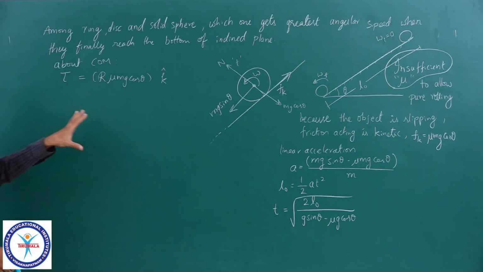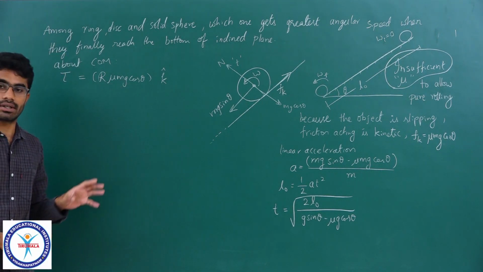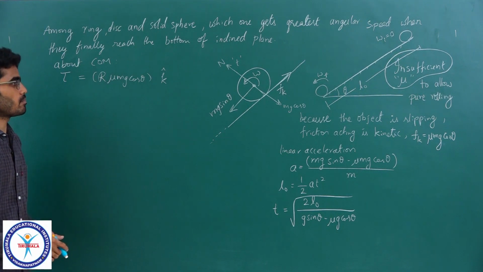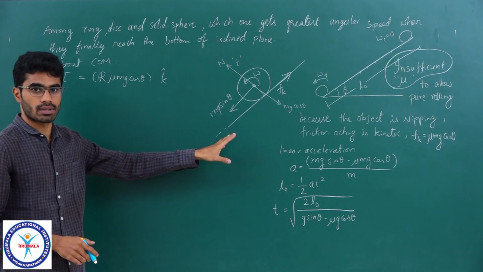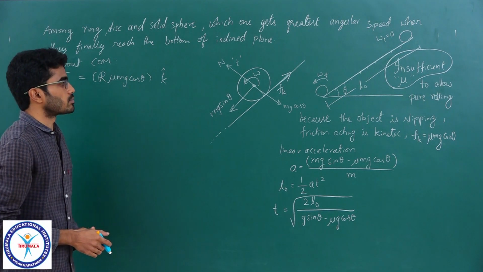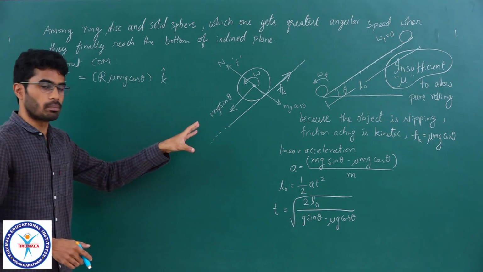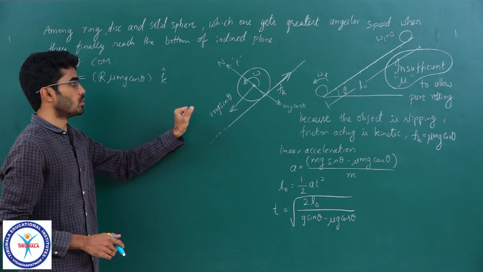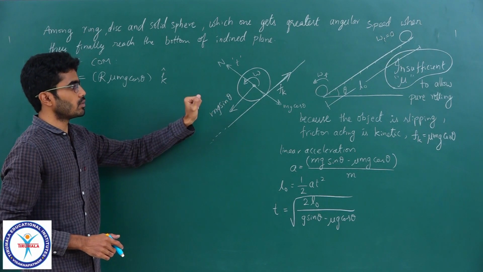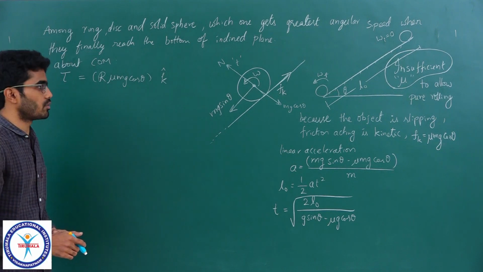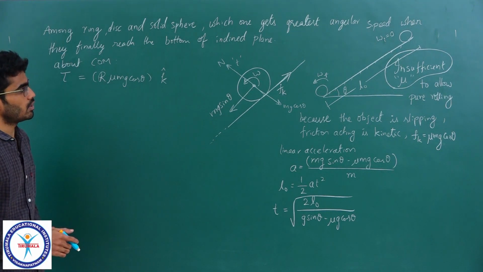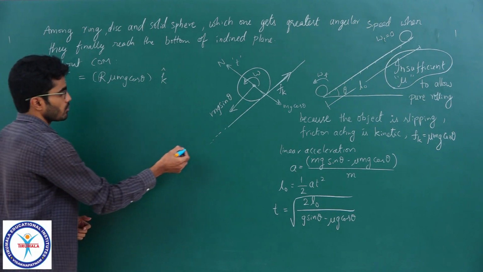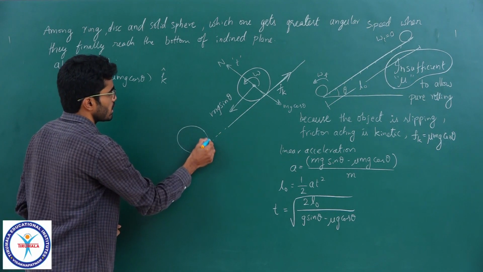So, this is the torque which is acting on the object about its center of mass, and it is a constant torque, because as long as it is sliding or slipping, it is both rolling and slipping. So, the friction acting will be of same value, the kinetic friction, and it is a constant force. So, we get a constant torque.